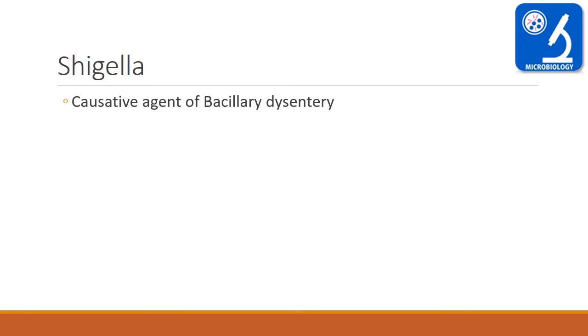Why is it important? Because it is a causative agent of bacillary dysentery. Bacillary dysentery means there is diarrhea with mucus and blood. We can differentiate bacillary dysentery from amoebic dysentery. The causative agent of amoebic dysentery is the Entamoeba histolytica parasite.